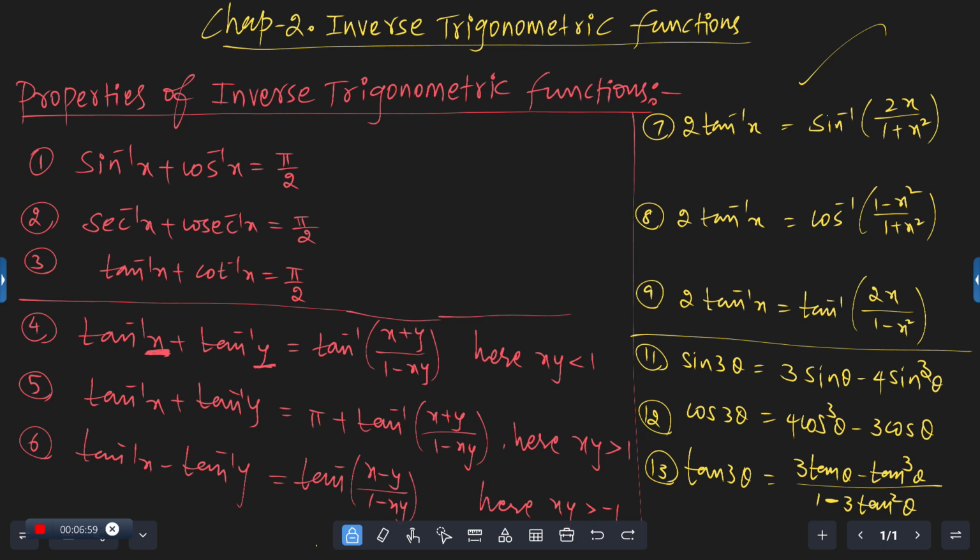The 10th one, 10 I didn't write. Okay, 10, then minus 1, right. Totally there are 12 formulas, I have to subtract 1.